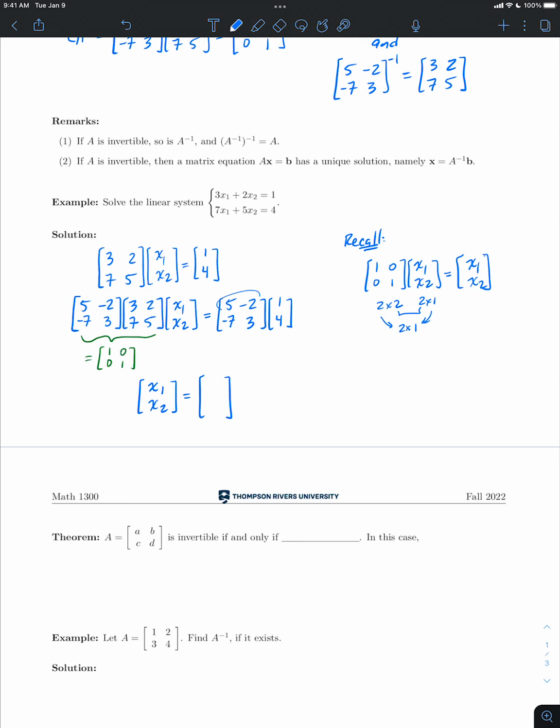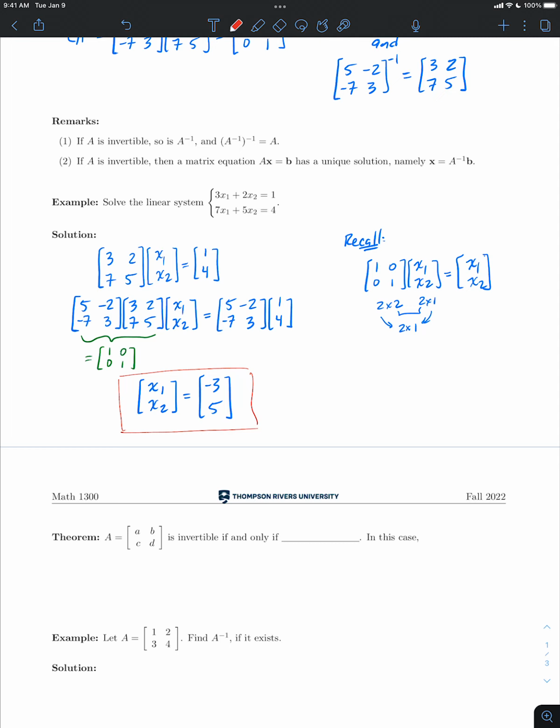And what do you have? You'll have 5 times 1 plus negative 2 times 4. That's going to be 5 minus 8. And then if you do the second entry, you'll have negative 7 times 1 plus 3 times 4. That's negative 7 plus 12, which is positive 5. So notice how we got the solution to this linear system without doing any row operations, without doing any substitution or anything like that.